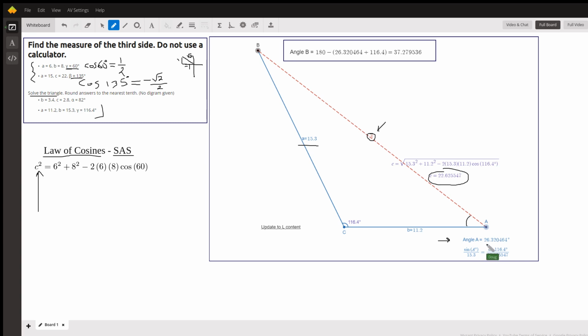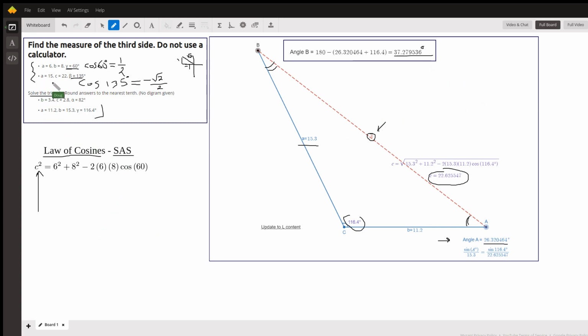And the calculator tells you that this is a 26.32 degree angle. And once you know that angle, you can find the third angle, because the three angles of a triangle add up to 180. So 180 subtract the sum of these two up here shows you that angle B is 37.27 degrees. Okay, there you go.